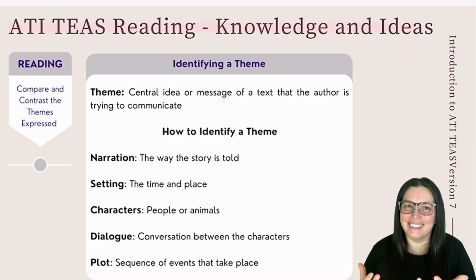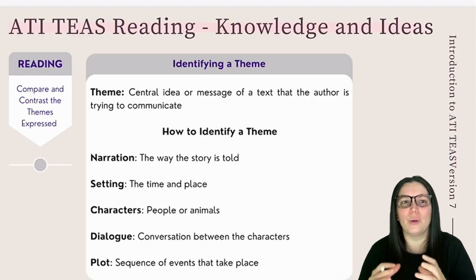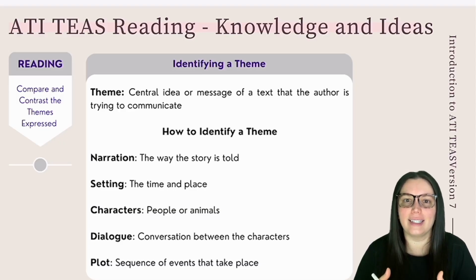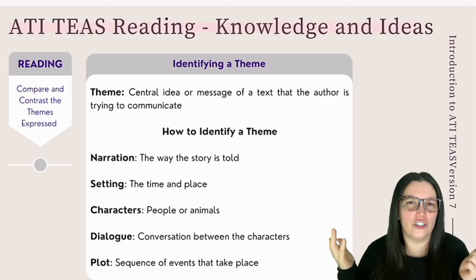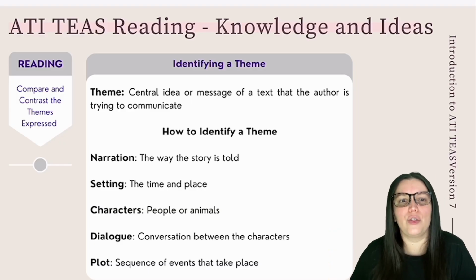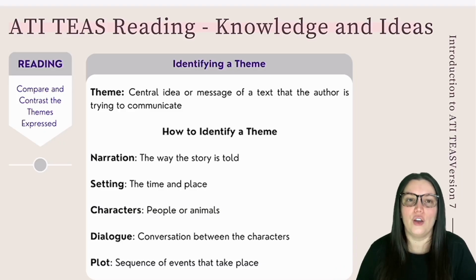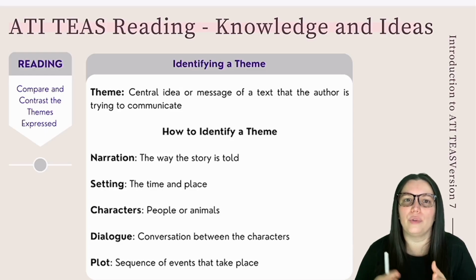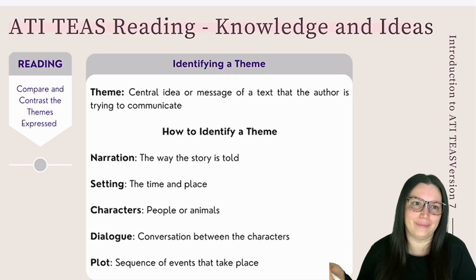Sounds familiar, right? The character is considering the pros and cons of going to college. The evidence in the text supports the idea that the character is trying to make a decision about whether or not college is worth it. The theme of the text would be making decisions. The author is trying to communicate to the reader that making decisions is difficult, and sometimes you have to weigh the pros and cons of your options.